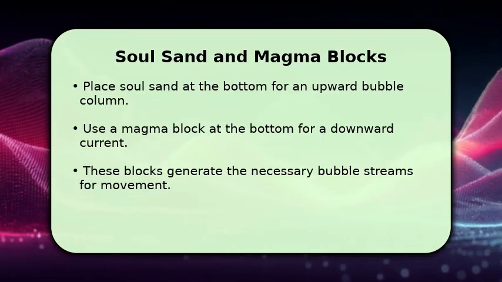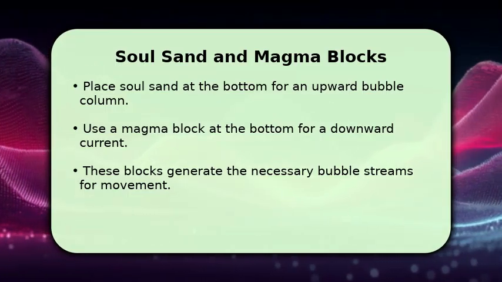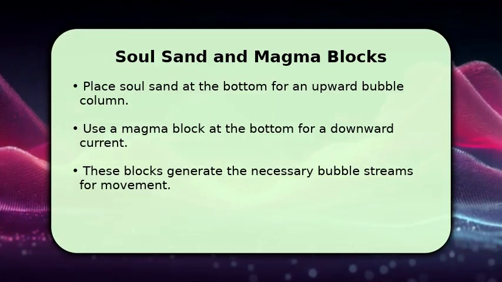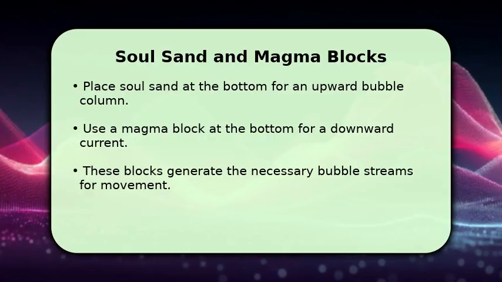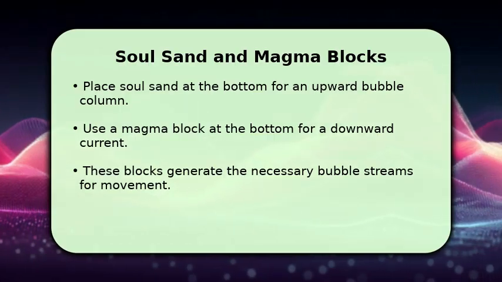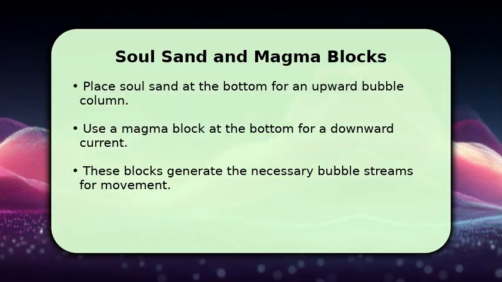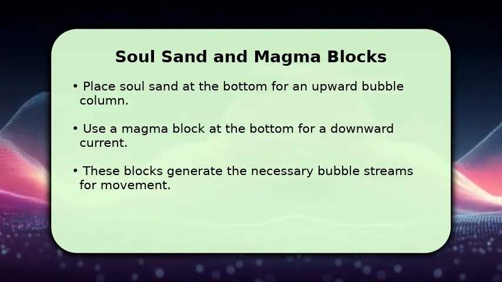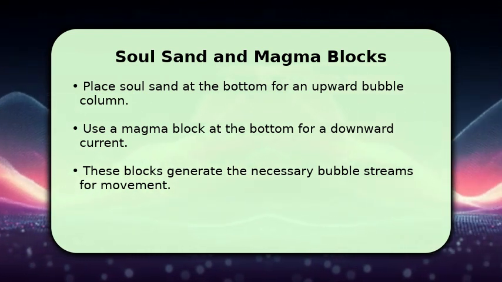Now for the magic. To create an upward elevator, place a soul sand block at the very bottom of your water column. This will generate upward moving bubbles. For a downward elevator, swap the soul sand for a magma block. This creates a downward pull, allowing you to descend quickly. You can even combine them for a two-way system.